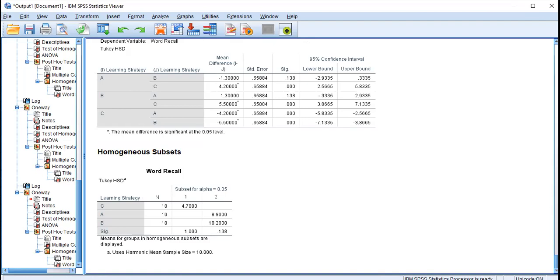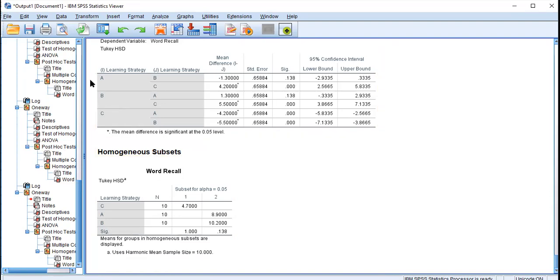So if you look at the word recall here, what you will find is that the differences are there. Definitely differences are there, but the differences happen to be between A and C, or B and C. Not much of a difference happens between A and B. So the differences actually exist.